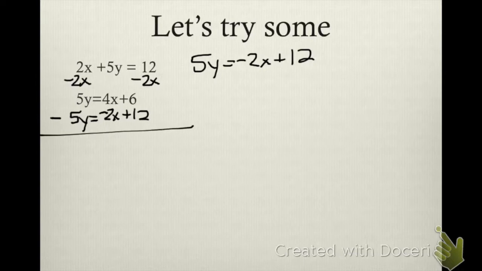So if we subtract, 5y minus 5y is going to give me 0 equals 4x minus negative 2x, which would actually give me plus 2x. So 4x plus 2x is 6x. And 6 minus 12 is going to give me negative 6. Go ahead and solve for x.